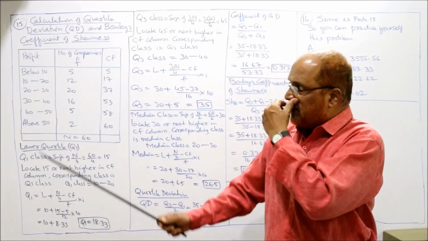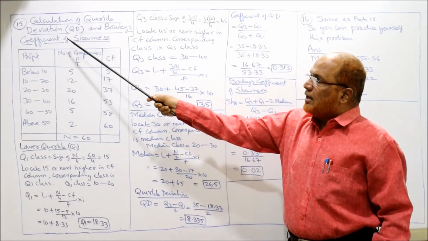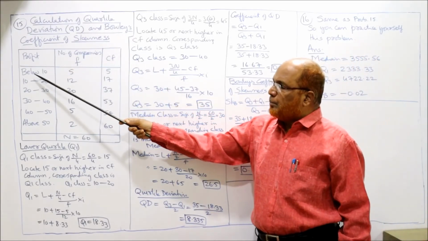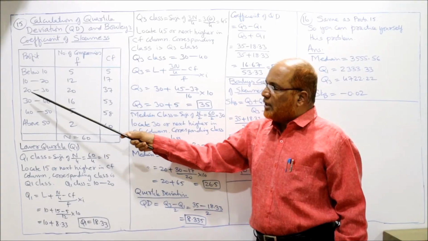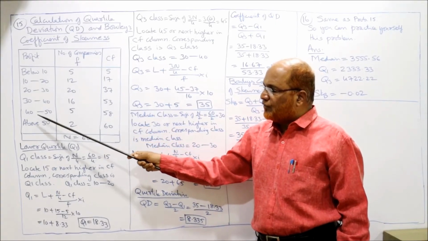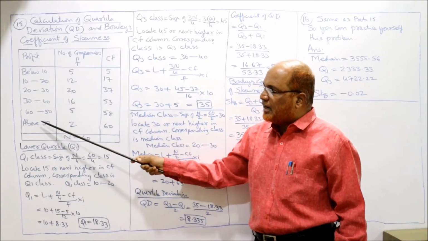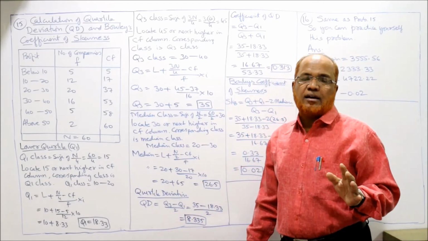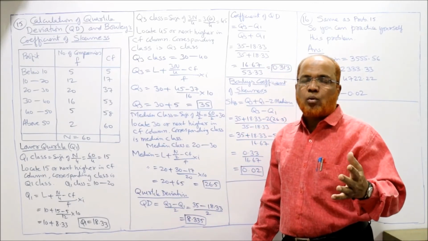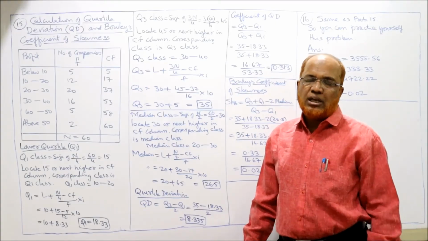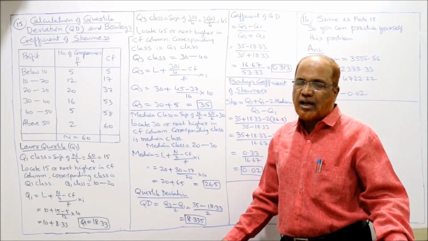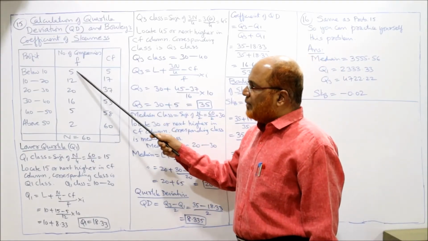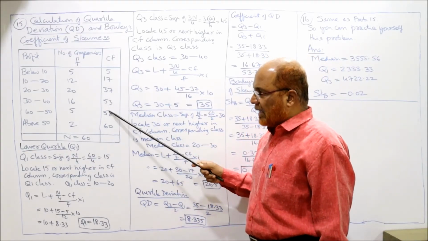So see here. Calculation of quartile deviation QD and Bowley's coefficient of skewness. Profits are given below 10, 10 to 20, 20 to 30, 30 to 40, 40 to 50, above 50. This is called open ended. For calculating the mean, open ended should not be there, but for calculating the median and quartiles there is no need. Even if it is open-ended classes, we can easily find out the median and quartiles. Number of companies are given. Frequency, CF we have calculated.